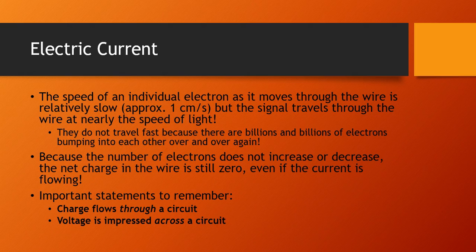Just a couple of important things to remember as we talk about circuits in the next few sections. When we talk about charge, like electrons, we say that charge flows through a circuit. Electrons flow through a circuit. Voltage, which is a potential difference, is impressed across a circuit. So you place a potential difference across a circuit, and that causes the charge to flow through the circuit.